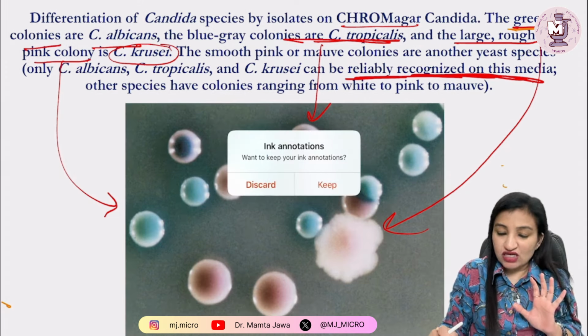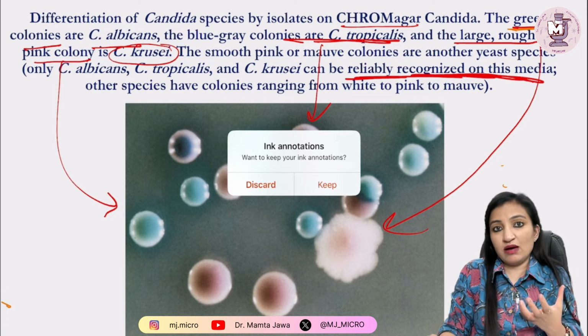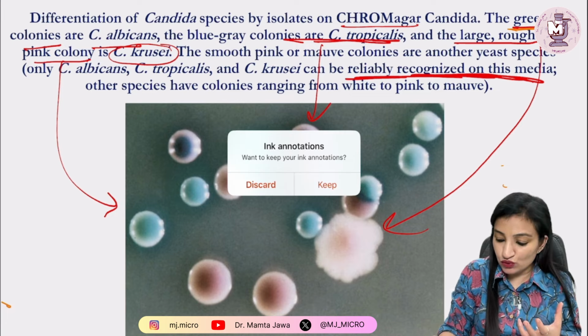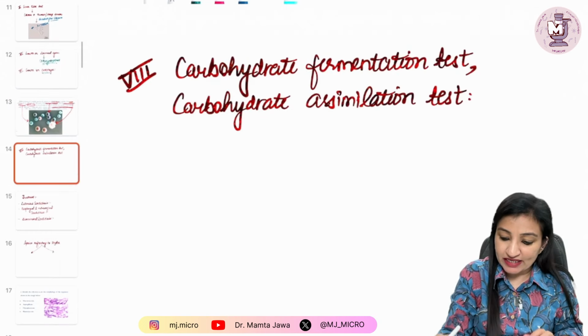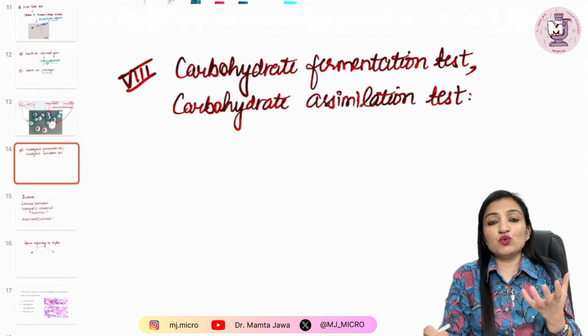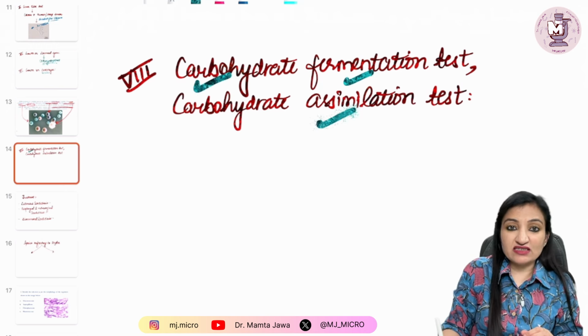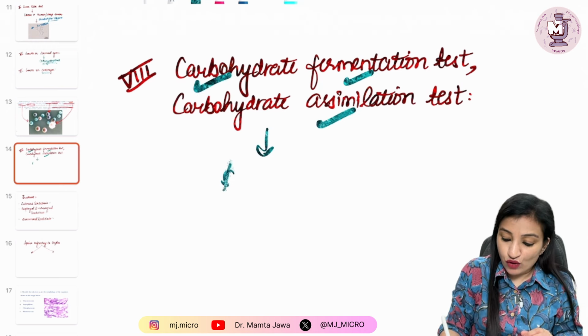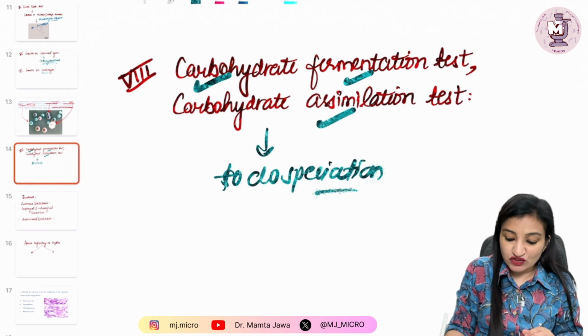Now I have a hunch that if they have asked CHROMagar, that which medium will you use to find the species, then in a future question which I can speculate is what else you can do to speciate Candida, the answer is carbohydrate fermentation and assimilation test. So these are the tests for what? To do speciation, to arrive at the specific species of genus Candida.